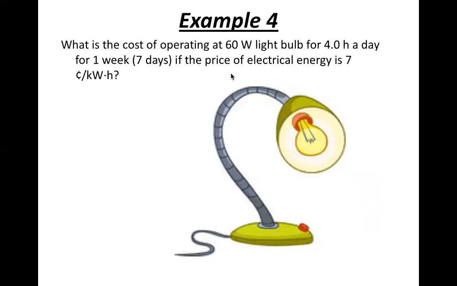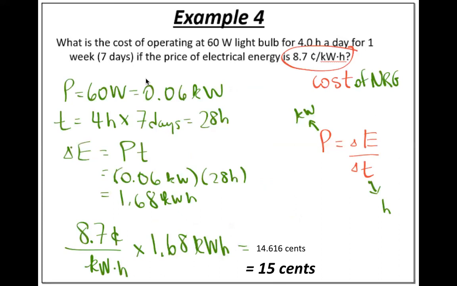So our last example is what is the cost of operating a 60-watt light bulb for 4 hours a day for 1 week if the price of electrical energy is 7 cents per kilowatt hour? So one thing to mention is with this power equation, we've been working with SI units, energy of joules and time in seconds. And then joules per second is watt. But we operate appliances in terms of hours.